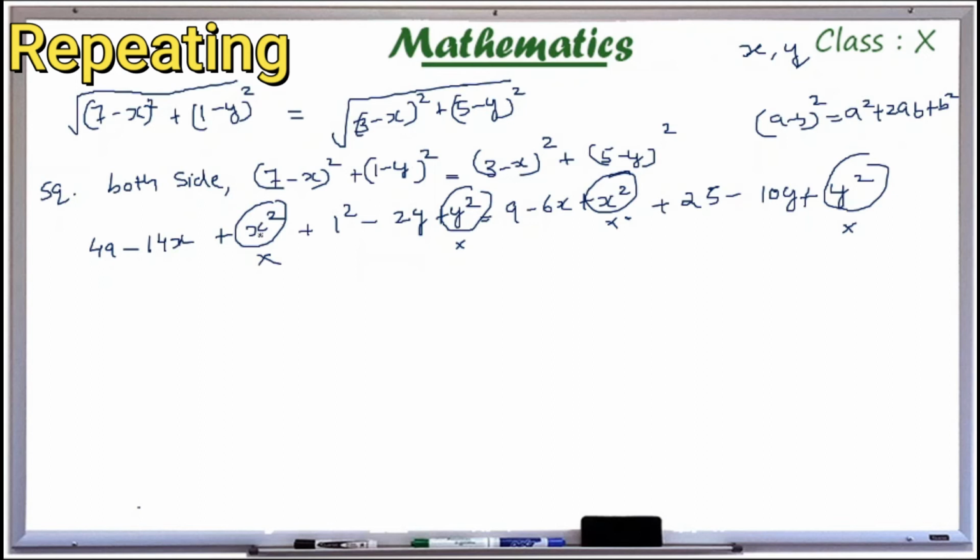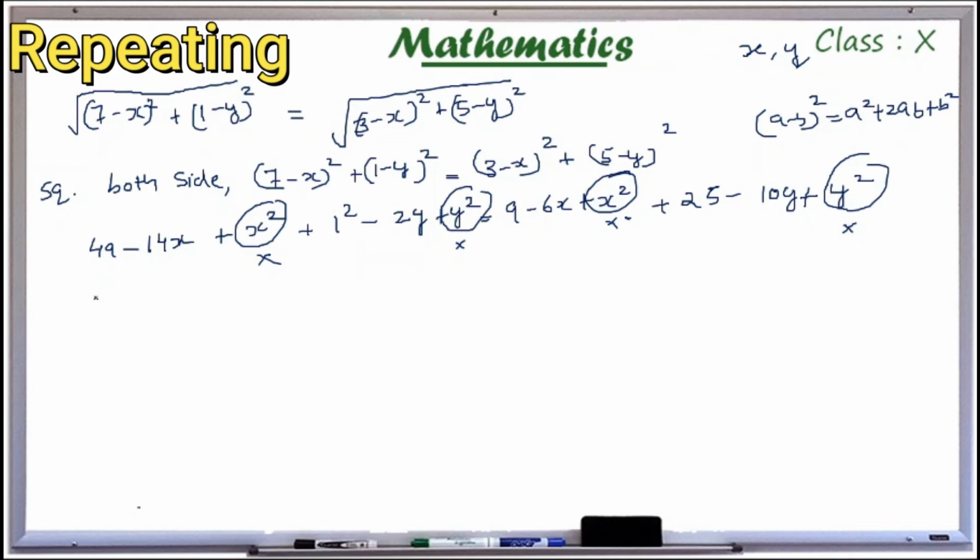We cannot cancel x square and minus x square. We can only cancel x square and plus x square, so that if we bring this plus x square to the left side, it will become negative. So x square minus x square is equal to 0, and the same for y square. So the four terms are cancelled.